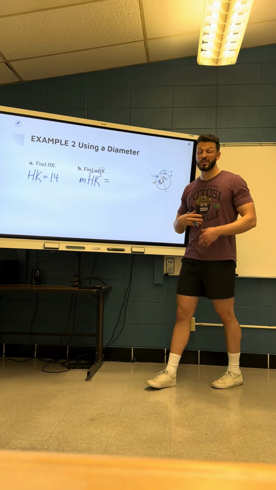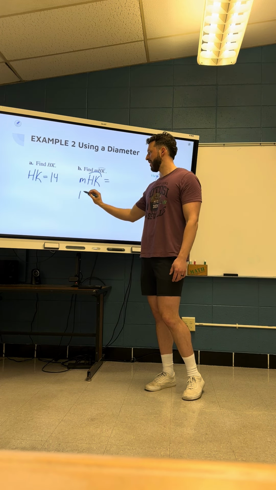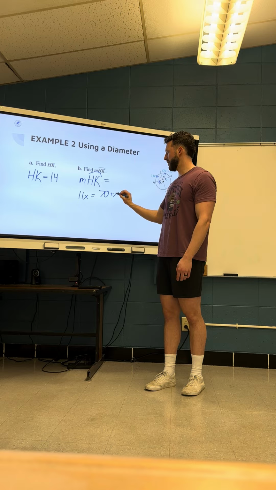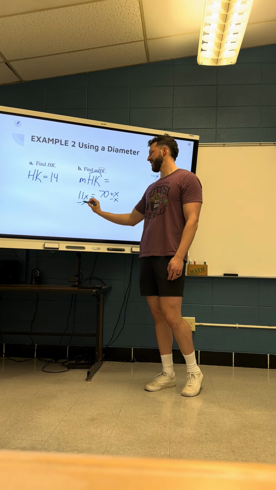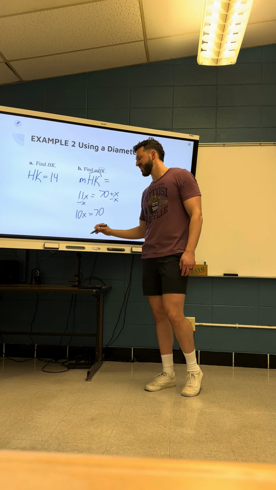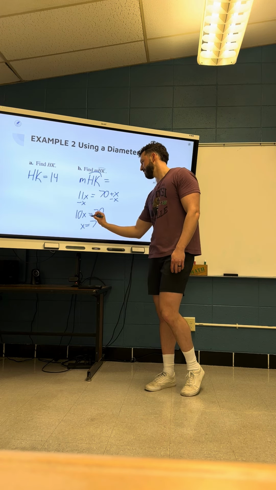All we're gonna do is we're just gonna set these two equal to each other. 11x equals 70 plus x. Get all your variables to one side by subtracting x. We get 10x equals 70, and you divide by 10, x equals 7.